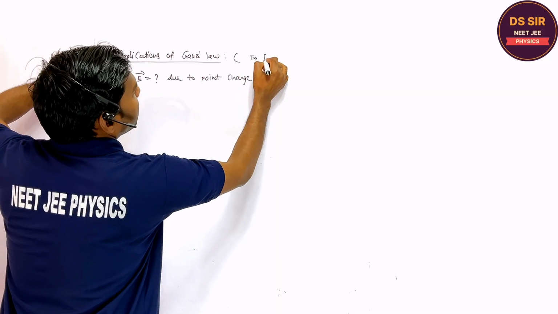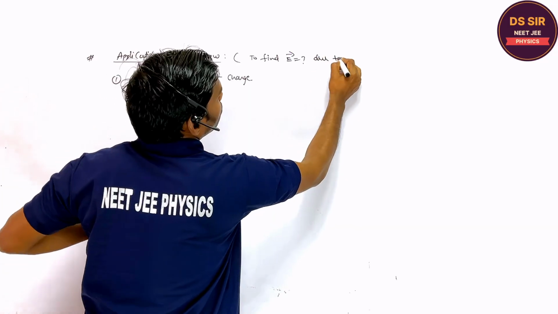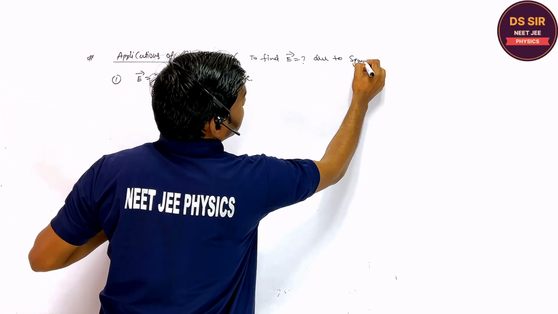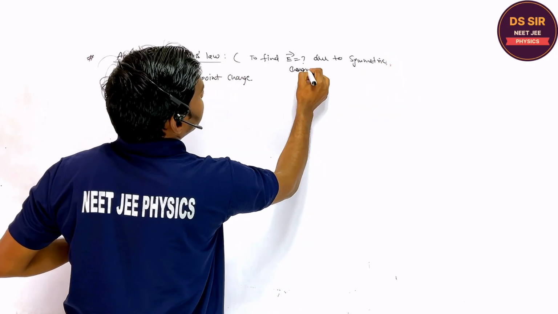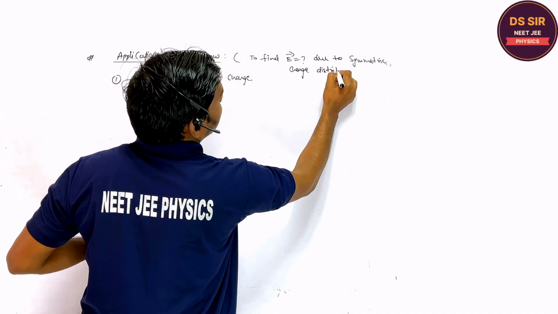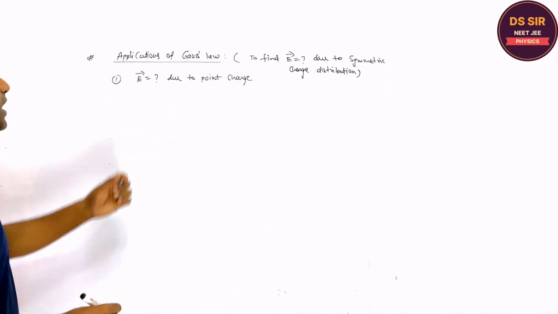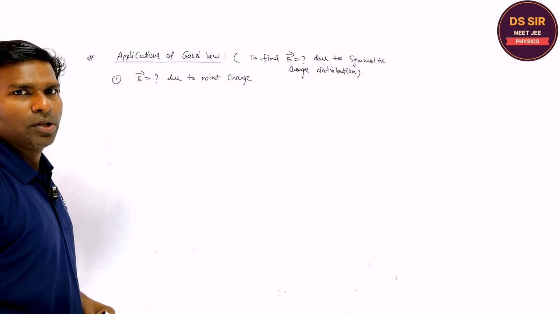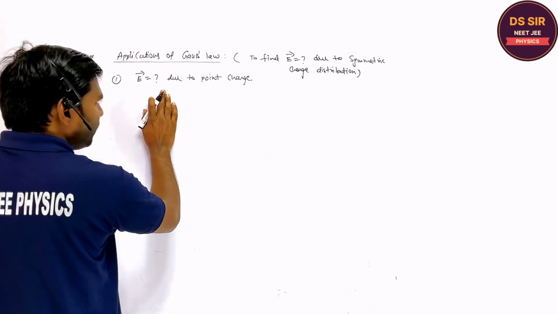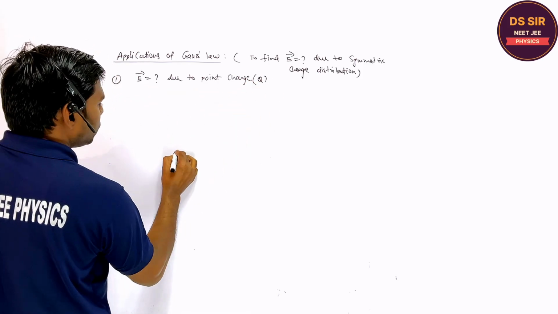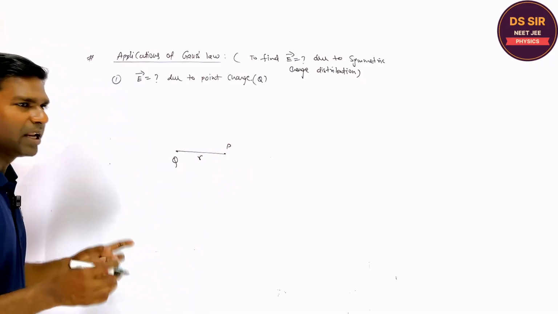To find electric field due to symmetric charge distribution, right? Only for the symmetric charge distribution are we able to find the electric field with the help of Gauss's law. Not due to all the charge distributions. For example, first the point charge is supposed to be q, and here at the point p at distance r you want to find the electric field.